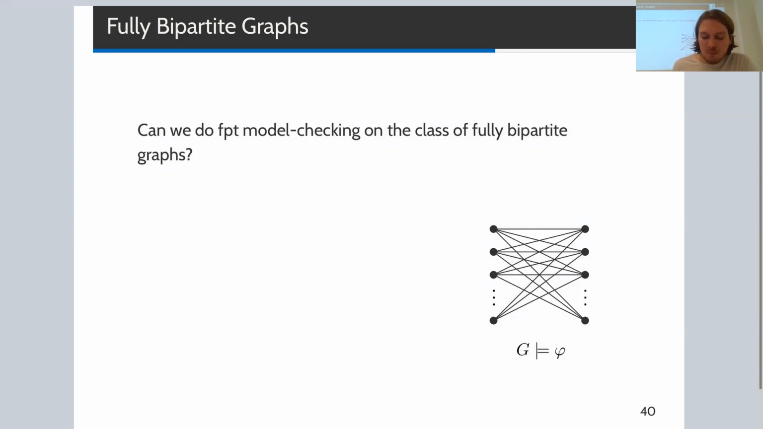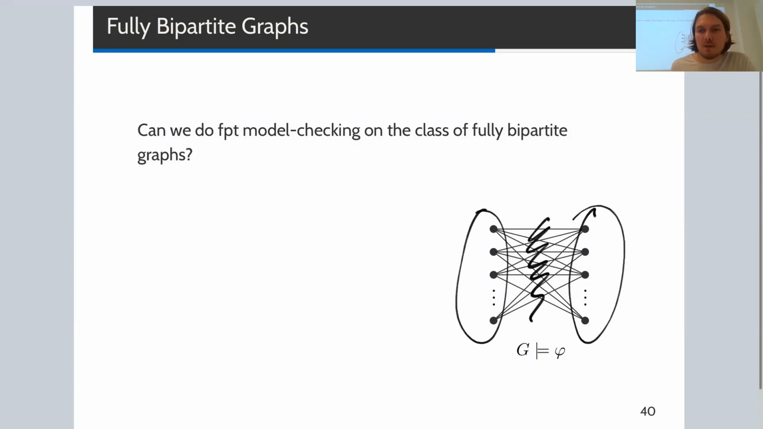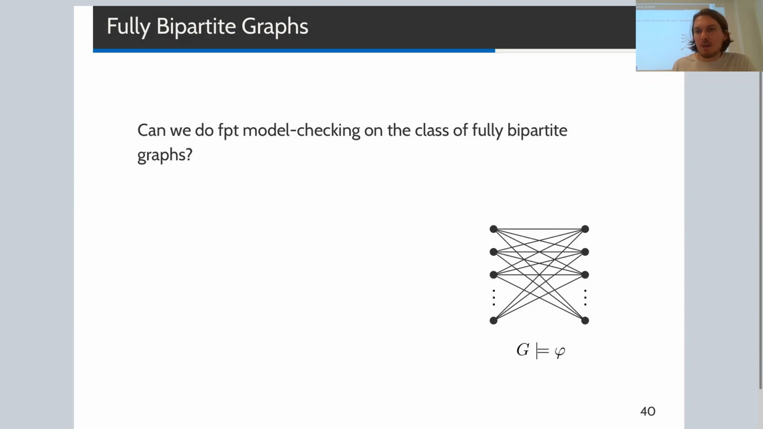And also if you take the complement of this graph, and all these edges are removed, but these two halves get turned into cliques. So also the complement of this fully bipartite graph is not nowhere dense. So we cannot do the trick that we discussed earlier, where you just take the complement of the graph and evaluate a modified formula there, but we can do something quite similar.